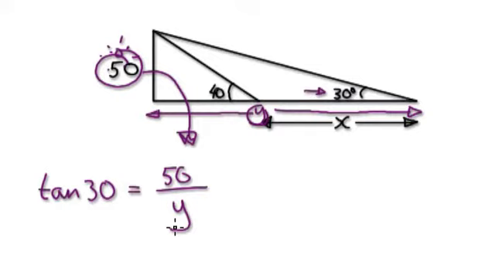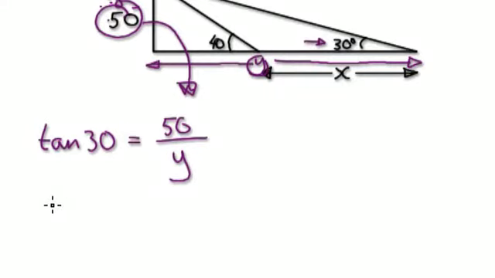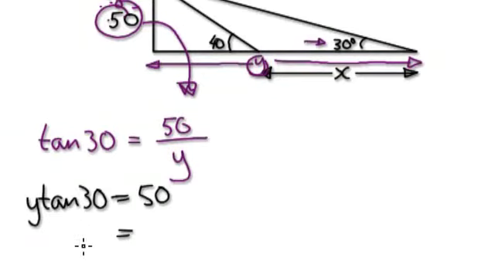So y tan 30 equals 50. Now divide both sides by tan 30. So y equals 50 over tan 30. Okay, now we've got y. So now we know y.